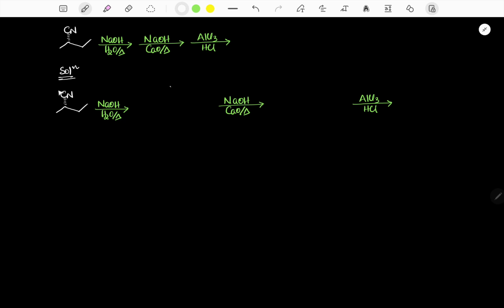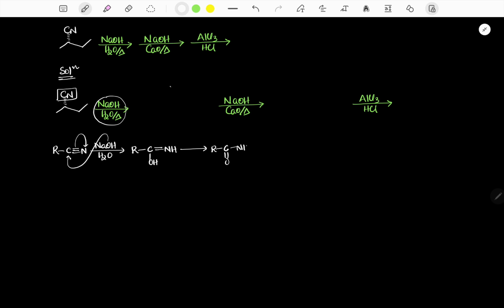The reactant has a cyanide functional group. Cyanide functional group treated with NaOH, H2O, heat. So when cyanide is treated with NaOH, H2O without heat, here OH minus attacks, the pi bond shifts, and it gives the corresponding product like this. Now after tautomerization, it converts into an amide.